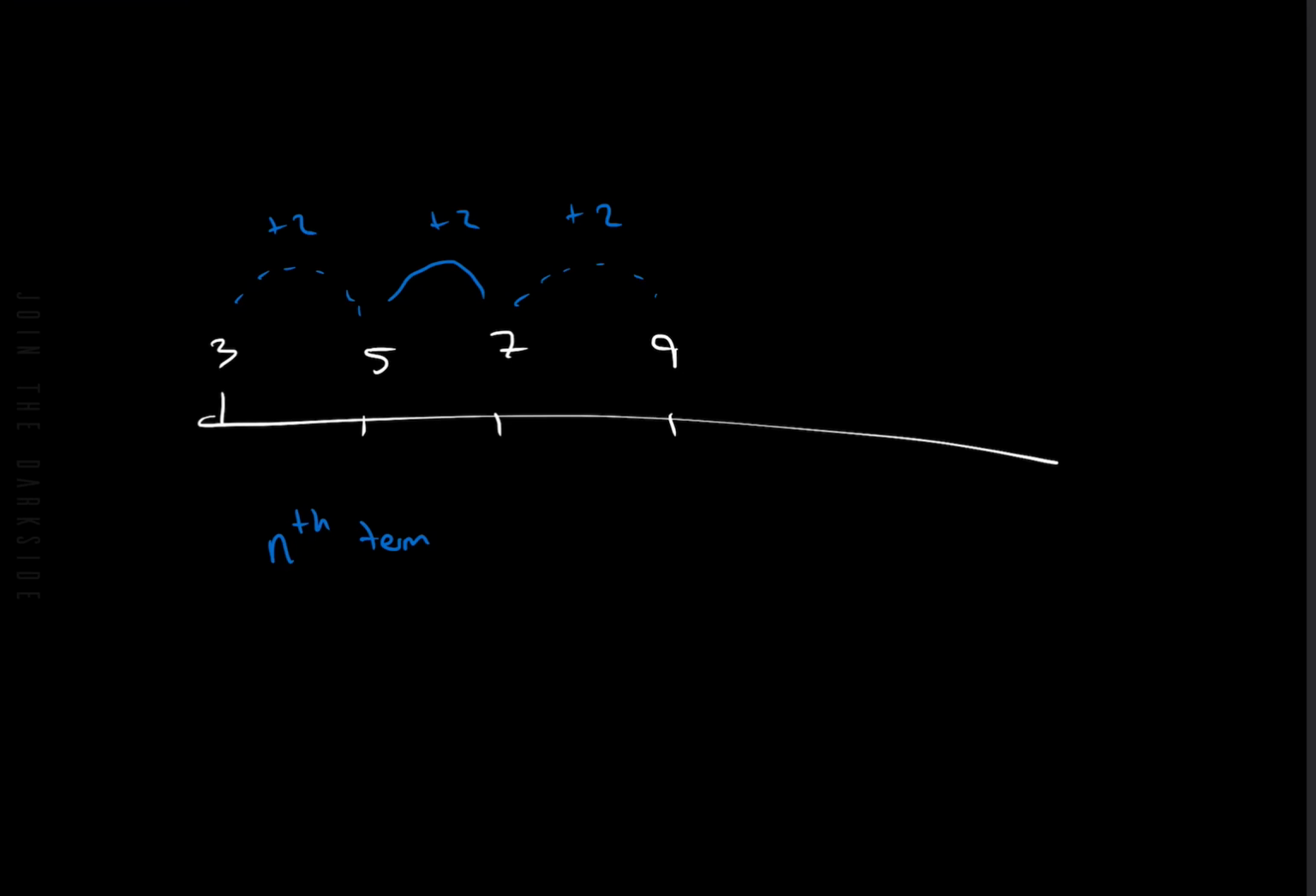So let's test a rule. Our sequence is 3, 5, 7, 9 in our brackets. Let's test the rule 2n, because we saw that it jumps 2 every single time. So let's just try 2n. 2n is equal to our nth term. So n could be 1, 2, and 3.